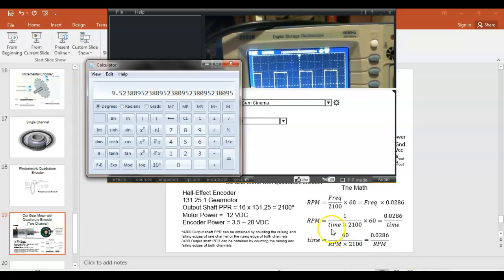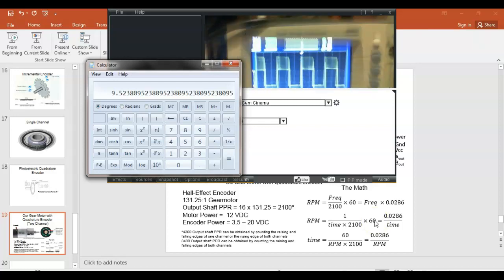So here's the formula. Take the time we measure, we multiply it by the number of pulses we get per revolution. But this is still time, so we need to get that to frequency. We take 1 over that. This is going to be per second. We want it per minute, so we multiply by 60. So 9.5. Whoever said that, guys, y'all did good.